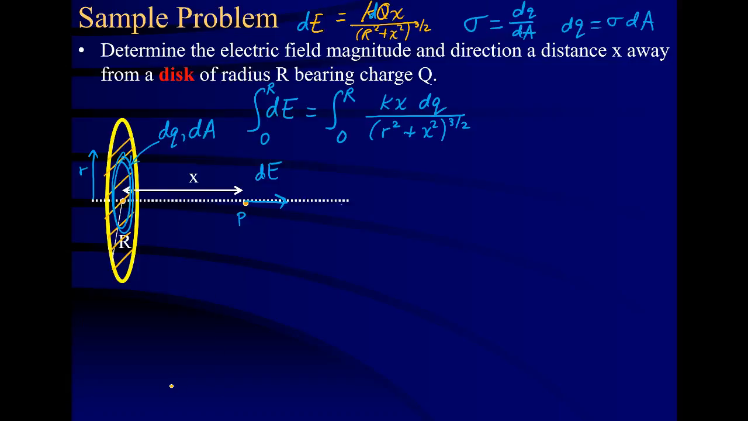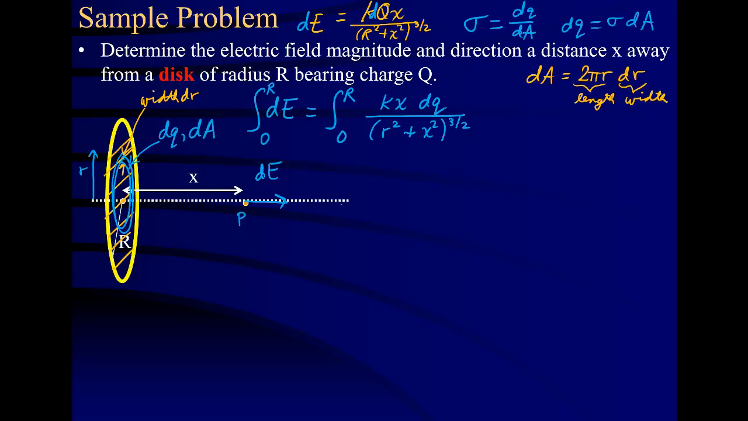Well, let's go to our orange pen. Okay, well, we're talking about a ring, and this ring has a width of dr, and it's got a circumference of 2 pi r. So that means that dA is actually going to be equal to 2 pi r dr. So this is basically the length of a ring, and this is the width. You multiply those and you get the area.